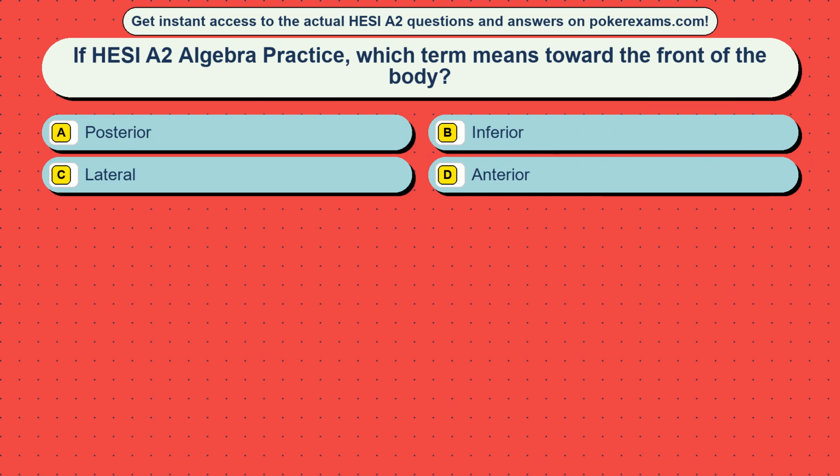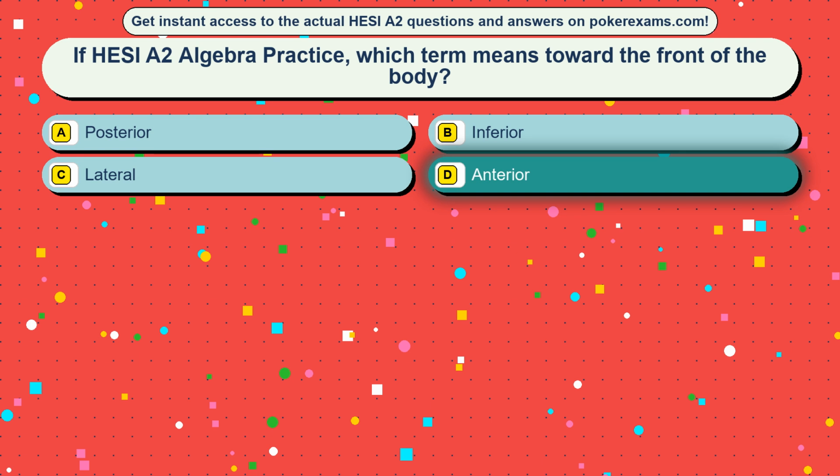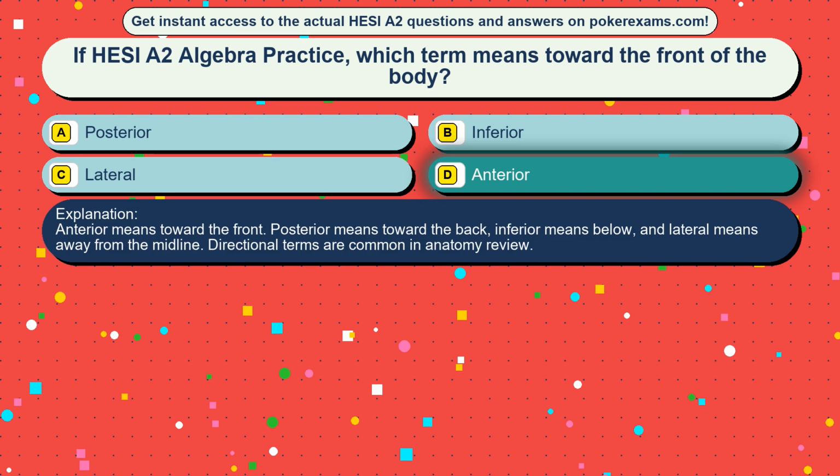Question 30. If HESI A2 Algebra Practice, which term means toward the front of the body? Option A, posterior. Option B, inferior. Option C, lateral. Option D, anterior. The correct answer is option D, anterior. Anterior means toward the front. Posterior means toward the back. Inferior means below, and lateral means away from the midline. Directional terms are common in anatomy review.